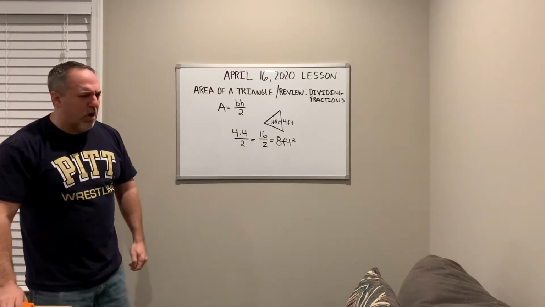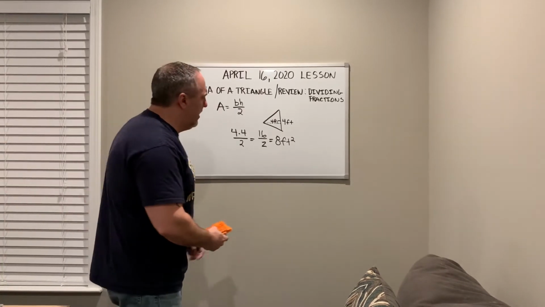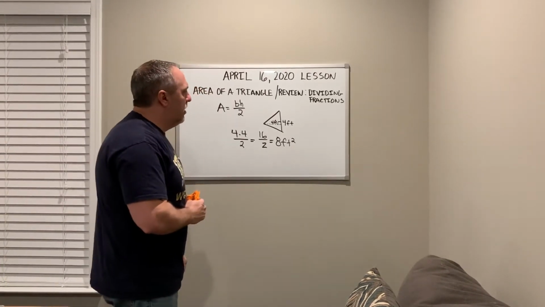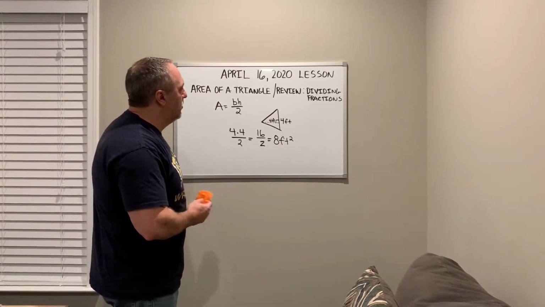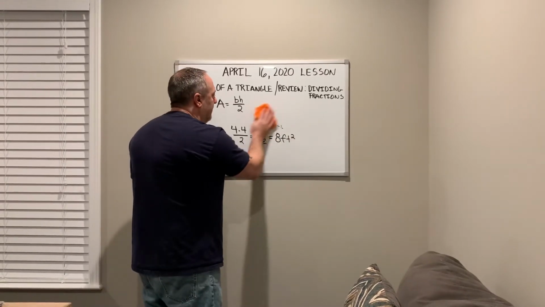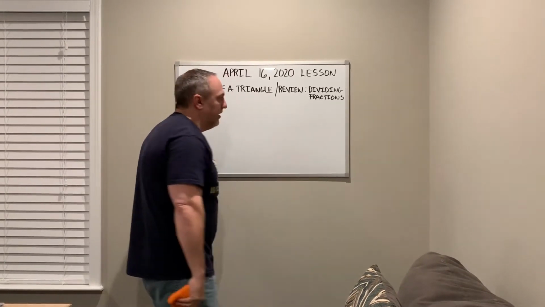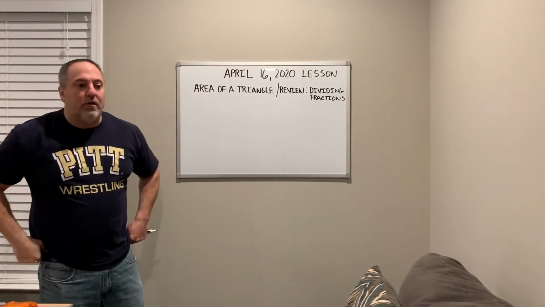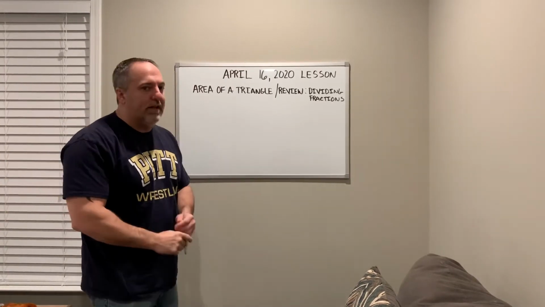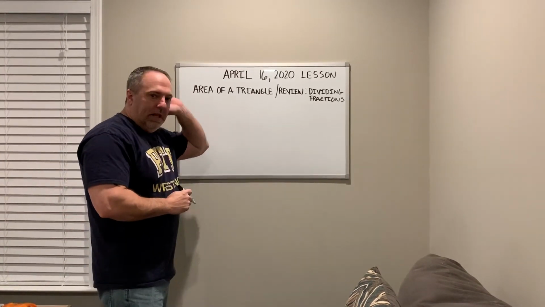I'm not sure if Ms. Galt posted the formula sheet out there for you guys to use, but I will double check with her on that and see if she'll post that for you guys to have as a reference. All right, so that's how you do area of a triangle. That should be a review. It shouldn't be new. We did that back in the beginning of March.